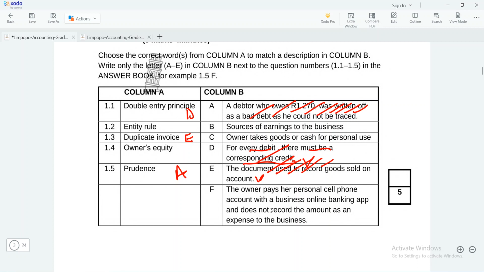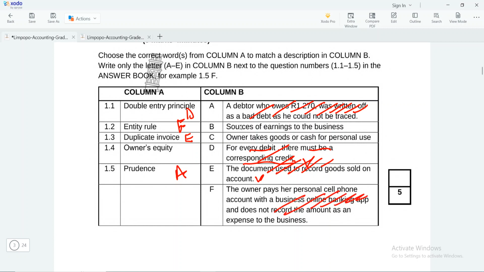So remember, if the owner does this, he does not record this as a business expense. Why? Because it's not a business expense. Remember, he's paying for his or her personal account. So it means that he or she is keeping his personal affairs separate from the ones of the business. So F will go with 1.2. So we'd have F here. Then we'll scratch this out so that we are left with only two options.